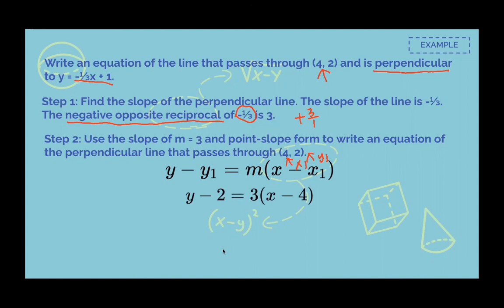Now you can go ahead and distribute 3 to x minus 4 to cancel out parentheses. You're left with y minus 2 equals 3x minus 12. And to isolate y, go ahead and add 2 to both sides. -12 plus 2 are both constants, so they can combine into -10. Now you have your final equation, which is y equals 3x minus 10.